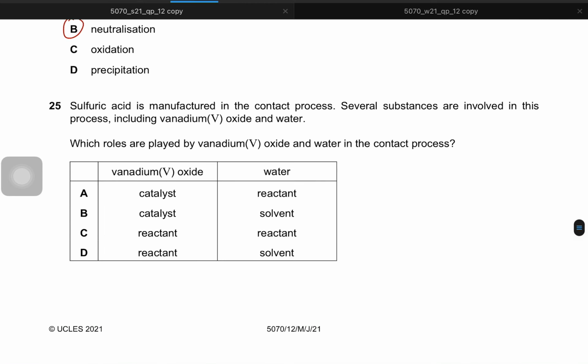Sulfuric acid is manufactured by the contact process. Several substances are involved in the process, including vanadium 5 oxide. Which roles are played by vanadium 5 oxide and water? So vanadium oxide is definitely a catalyst because it enhances the speed, and water is a reactant. If you remember, the SO3 made is first dissolved into sulfuric acid for safety reasons, and it gives you H2S2O7, and then it reacts with water. So the main reactant is water, where the SO3 reacts and forms the sulfuric acid.